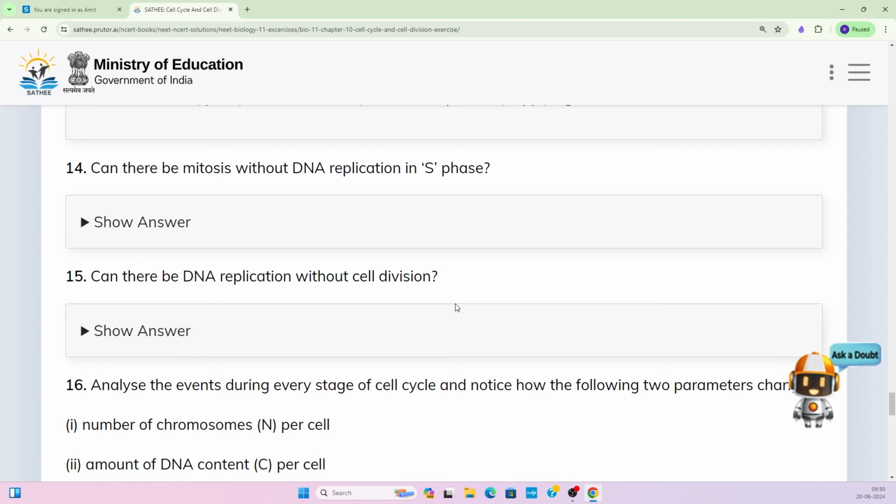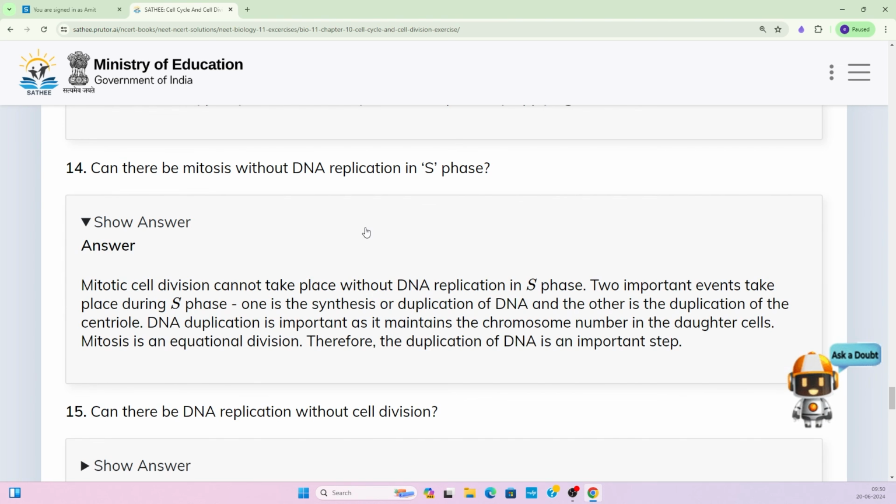Next, can there be mitosis without DNA replication in the S phase? Mitotic cell division cannot take place without the DNA replication or the S phase. So this is a very important stage, the DNA replication in the S phase. What are the two important events that take place during the S phase? One is the synthesis or the duplication of DNA, and the other is the duplication of the centriole.